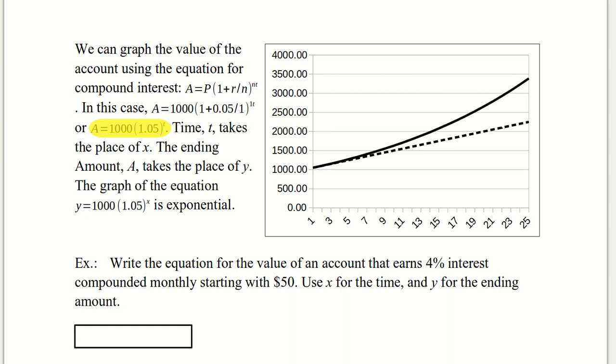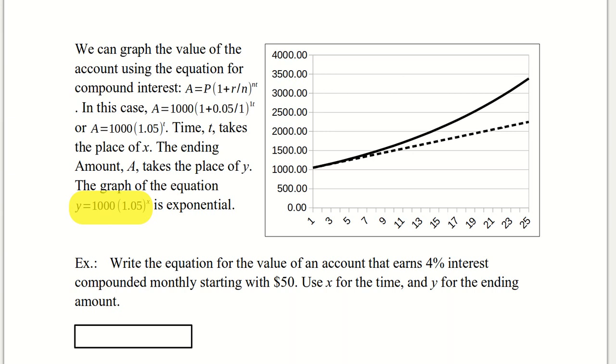So the time is t, but we want to see that on the x-axis. So we're going to replace the t with an x. And similarly, we want the future amount A to be our height. We want that to be replaced with y. So we're going to show this as an exponential equation in the way you'd expect to graph it. So the future amount A is now y, and t, the time, is now x. And that graph is a perfect graph, the solid line of the y equals 1000 times 1.05 to the x power.